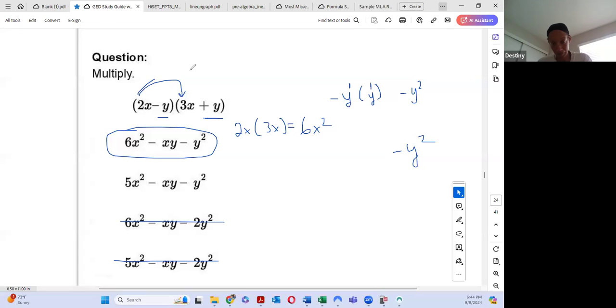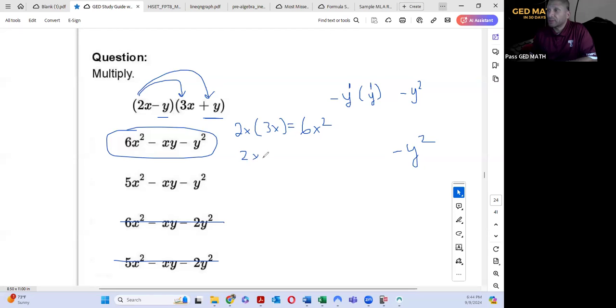So now I'm going to multiply this 2x times y. 2x times y, which is 2xy. We don't have to use our exponent rules because they're two different variables. We just bring them along with us. So we multiplied that first term by everything in the second parentheses. Now we got to do here.